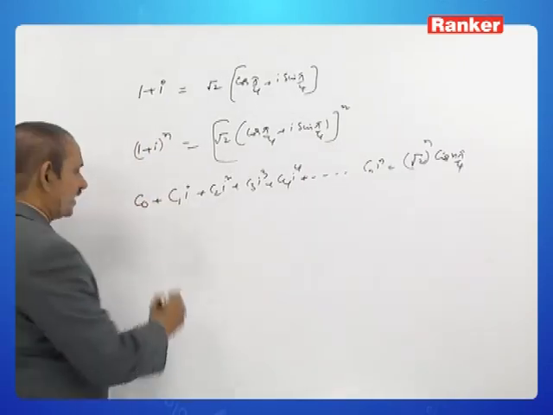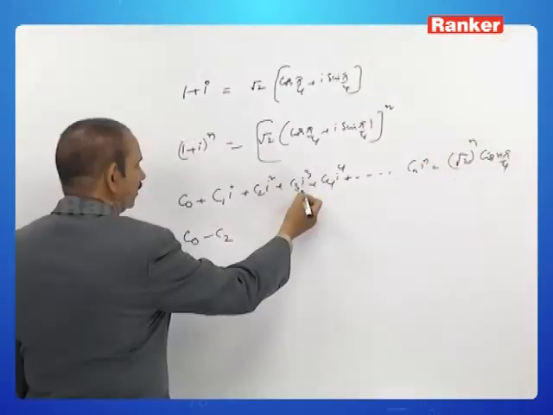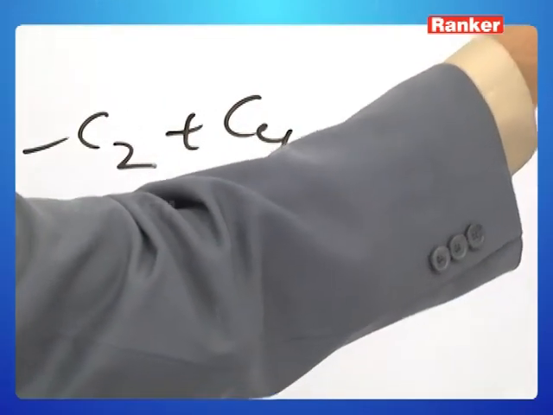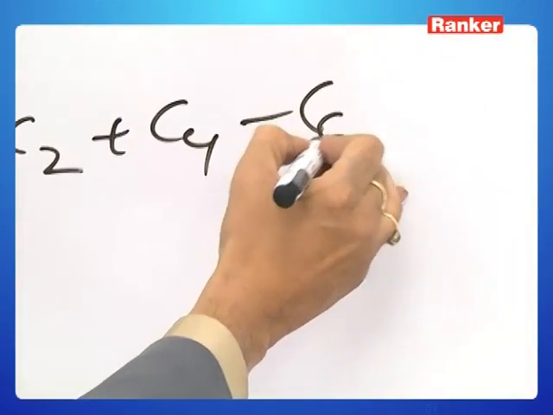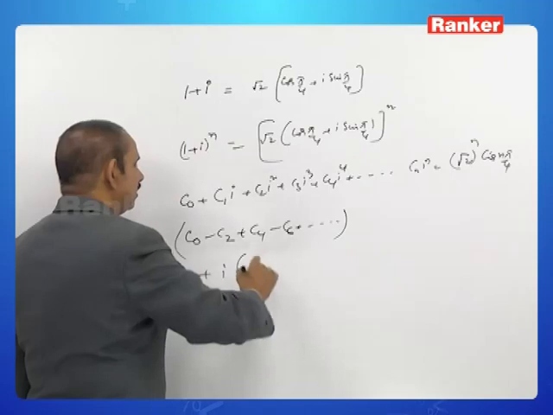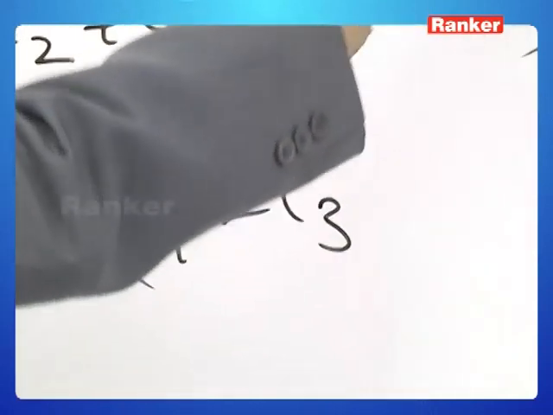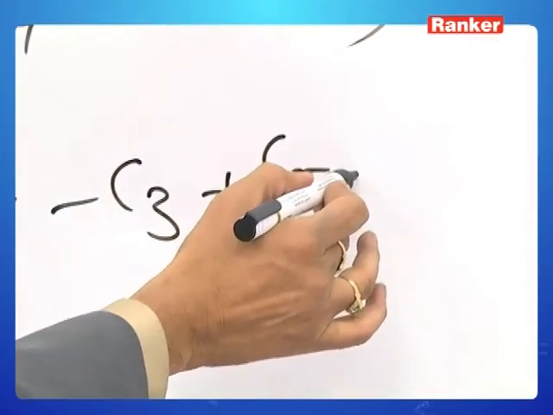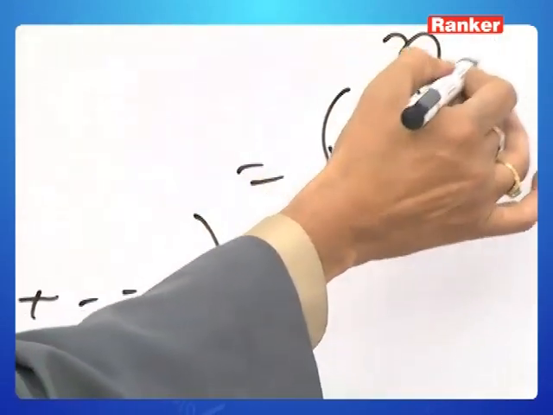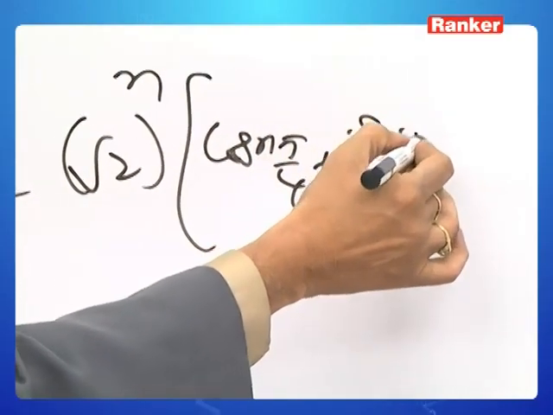And this LHS can be taken as C0 minus C2 plus C4 (i⁴), minus C6 (i⁶ is minus) and so on. This is the real part, plus i into the imaginary part: C1 i, C3 i³ is minus C3, plus C5, minus C7 and so on, is equal to (√2)^n into cos(nπ/4) plus i sin(nπ/4).